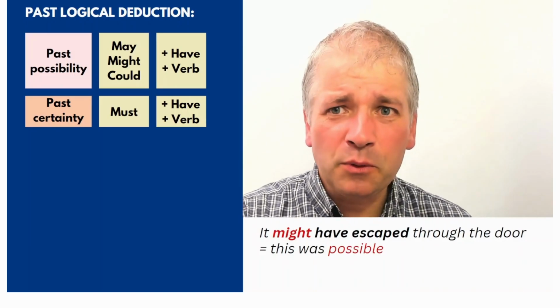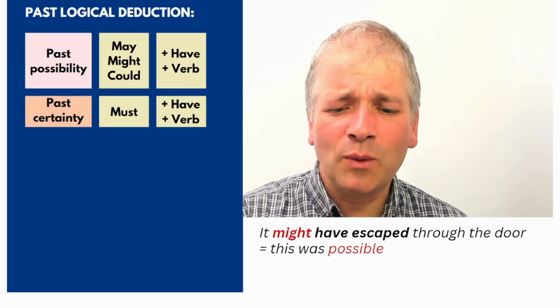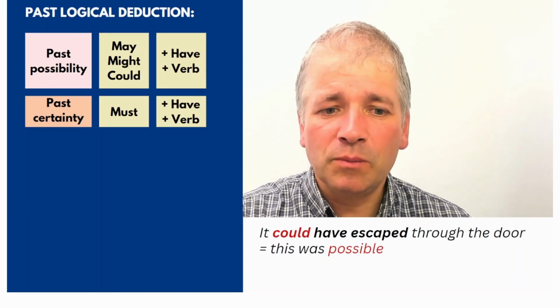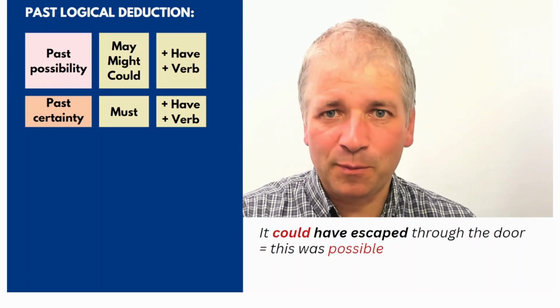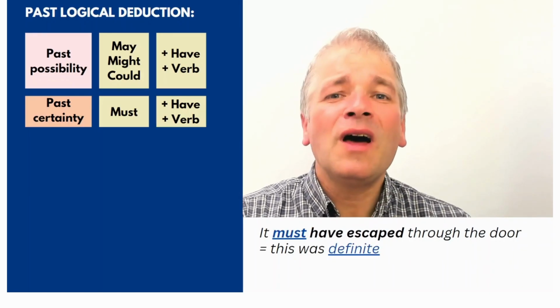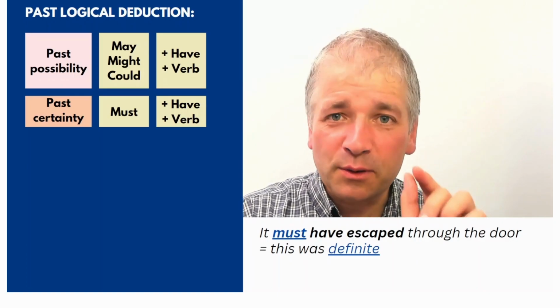Here are the examples. It might have escaped through the door. Well, this means it was possible. It could have escaped through the door. Yes, this was possible, past possibility. But it must have escaped through the door. This is definite. This is past certainty.